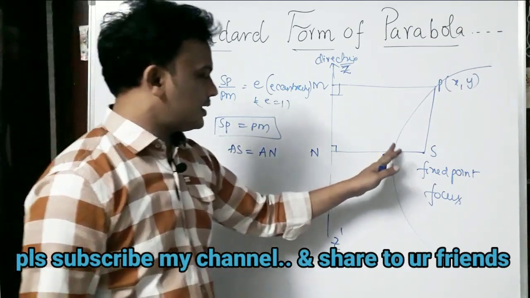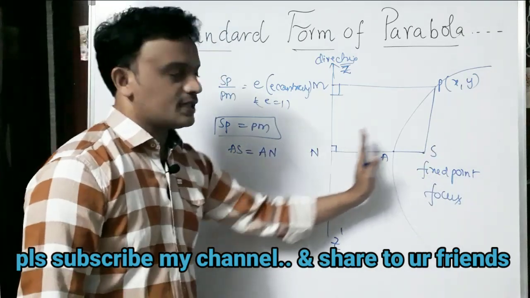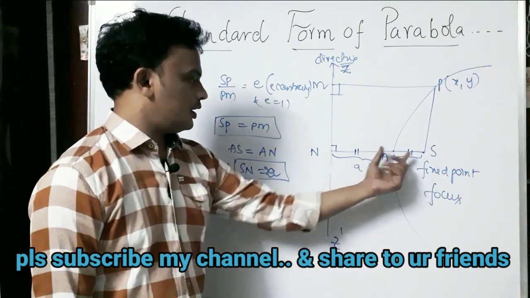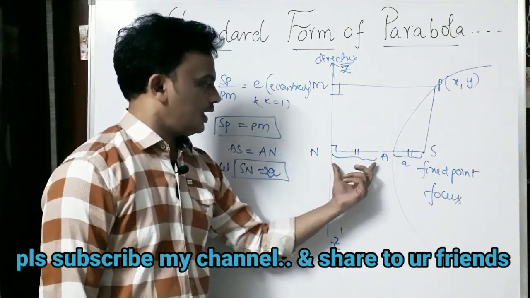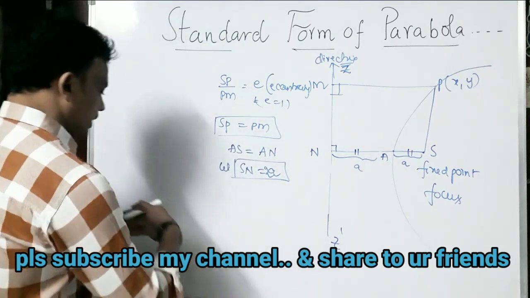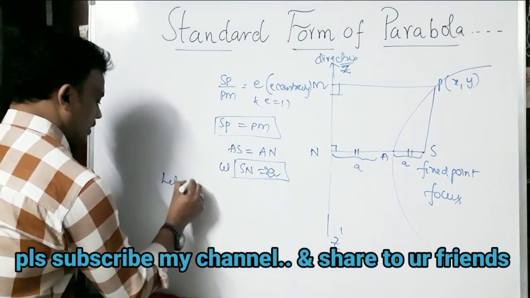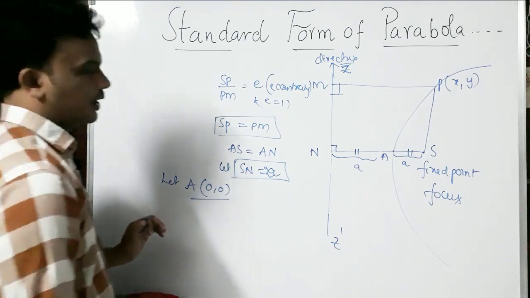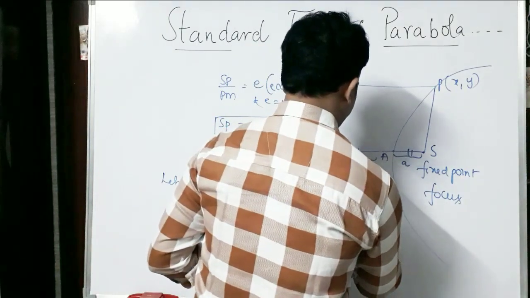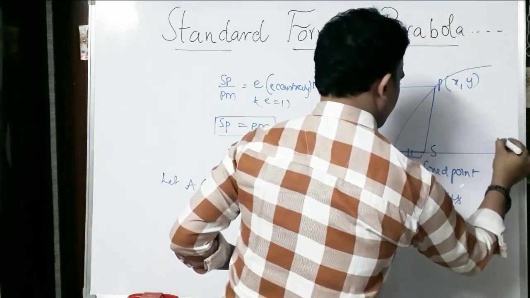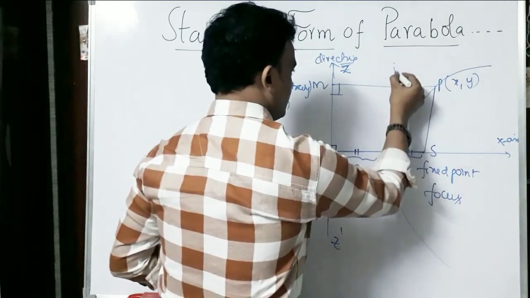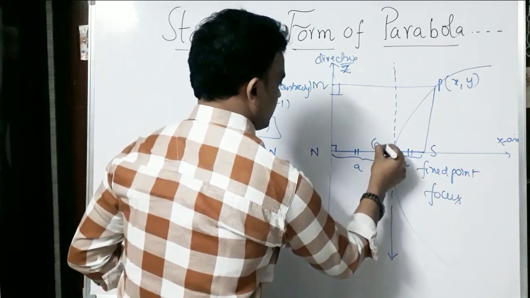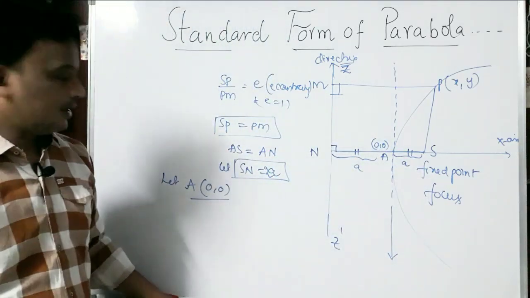Particularly, A is the midpoint of S and N. Let SN equal 2a, that means AS equals a, this is a and this is a. And let A be taken as the origin, A is (0, 0). Then this line will be the x axis and here it will be the y axis, where they intersect will be the origin, A is the origin (0, 0), right.